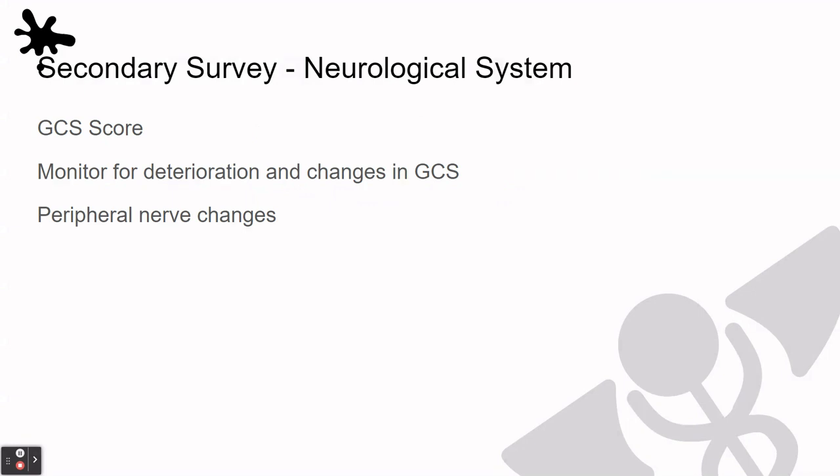And then you're going to do your neurological system. Again, your GCS score. You're going to be monitoring for changes. And here's where you check peripheral nerve changes. So you might do sensation. Again, equal grip strength, movement, just rechecking all those things.